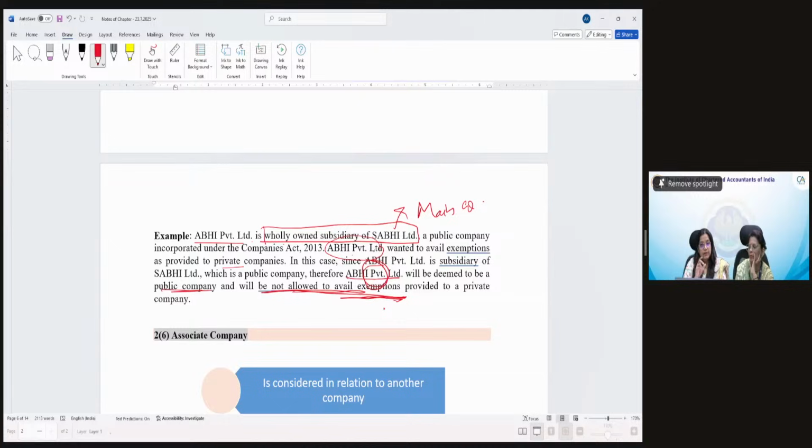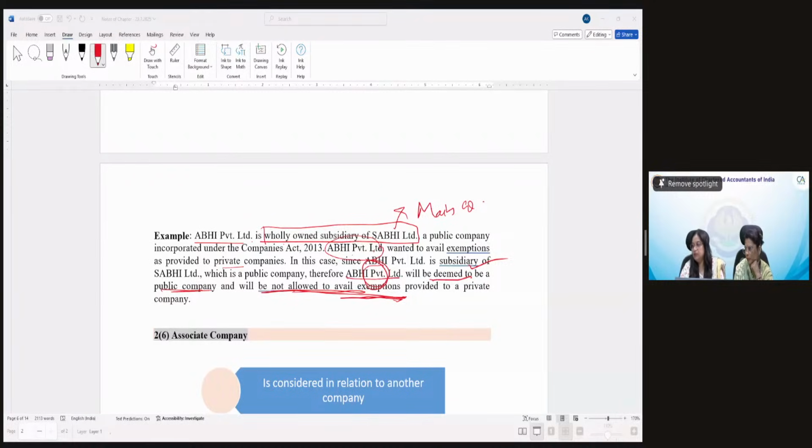For its own purposes, it will be Abhi Private Limited only. It will not lose its status of a private limited company. It will be deemed to be a public company. Always use the word deemed. In law papers, it is very important to take note of a few terms. If you write that Abhi Private Limited will become a public company, that will be a wrong way to write it. You have to say that Abhi Private Limited will be deemed to be a public company, and hence it will not be allowed the exemptions of a private company.